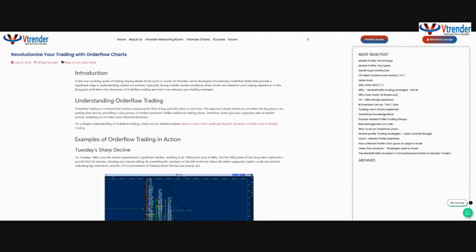We at Vtrender have been using a combination of market profile and order flow to take good, low risk trading setups in the auction. So market profile for us helps us to understand the structure and gives us some important levels. And order flow is nothing but market profile version 2 for us, because the order flow is showing us what is happening at those important references which we have marked out on the structure based on market profile.